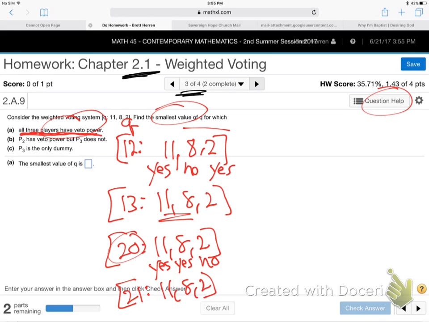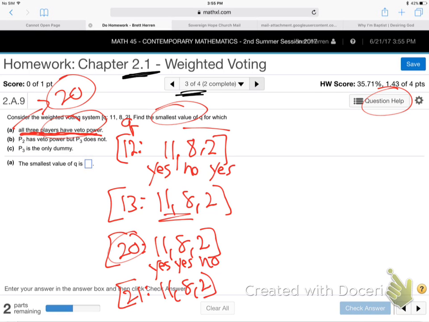At 21, if the 2 said no, they still don't have enough. So for all numbers after 20, the 2 has veto power. So the answer to part A is 20, the first Q by which they all three have it. How do you know they all three do? Well, if the 2 has veto power, everybody does. You see how I just guessed around, played around, fooled around. But that's valuable because you think better and better about all these rules when you do that kind of exercise. So it's a valuable question.